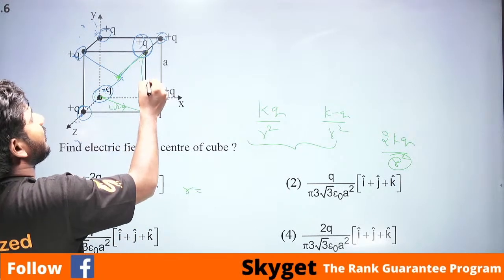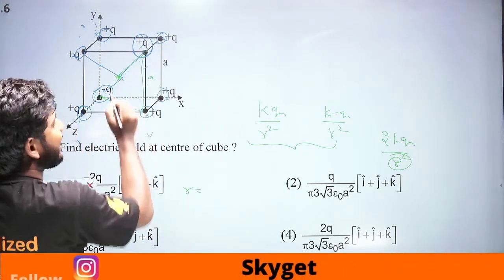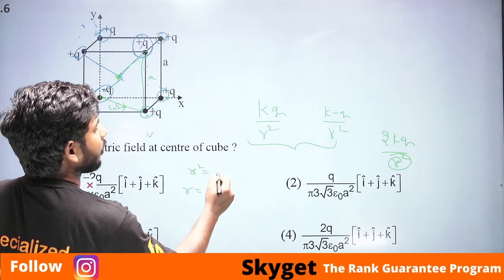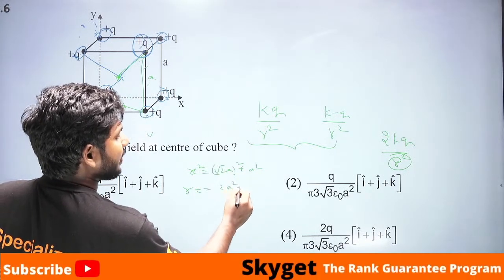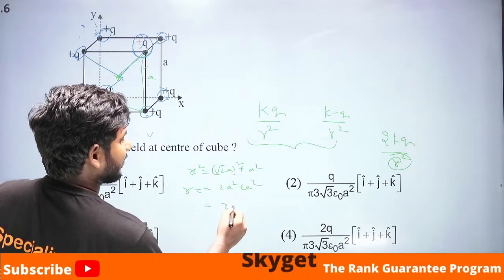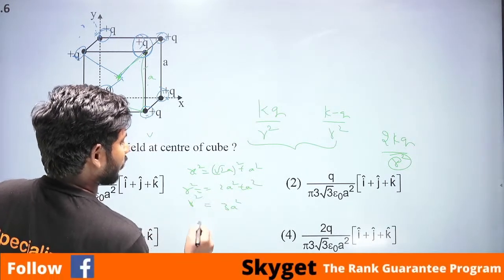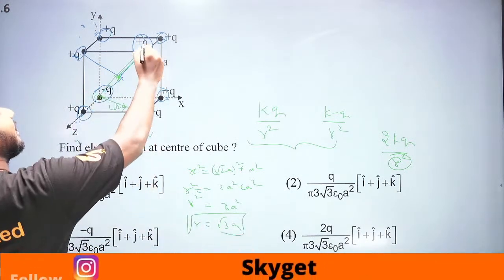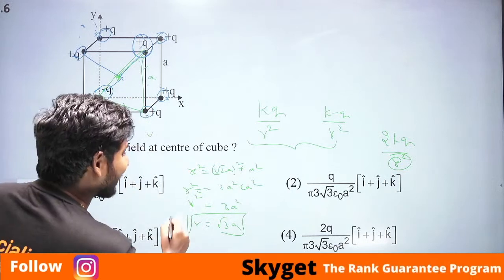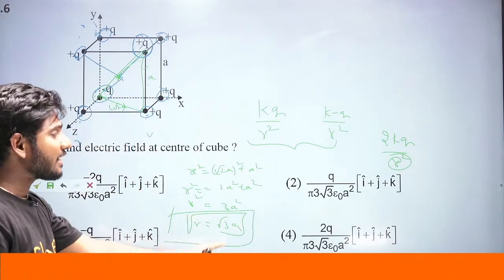The answer will be x square is equal to root 2a whole square plus a square. That will be 2a square plus a square, so 3a square. So r square is equal to root 3a. This is the distance of the entire diagonal. Diagonal length is root 3a.